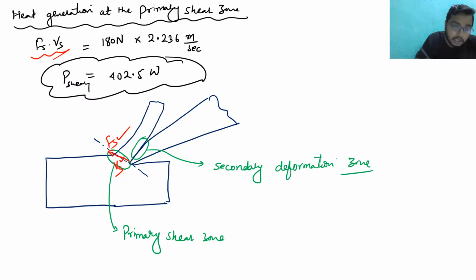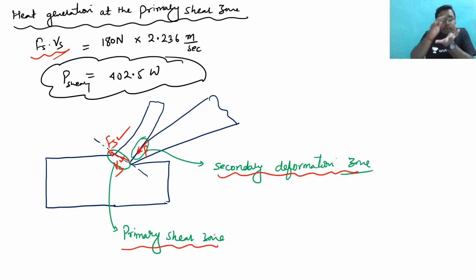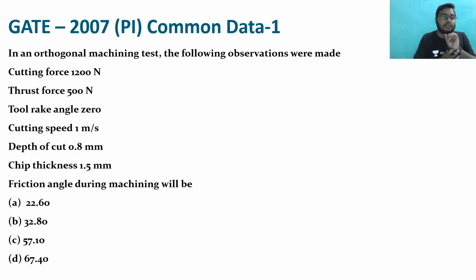It should not be frictional, because here the frictional force comes into play, right? This zone is secondary deformation zone, and this is primary shear zone, a zone where the shear takes place, and at that zone the shear force comes into play. So I hope this explanation is clear to you, Kiran, how to recognize the things. Good questions. Now please try to solve this question.